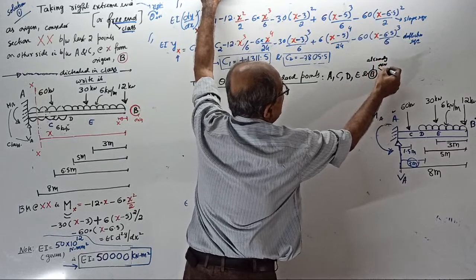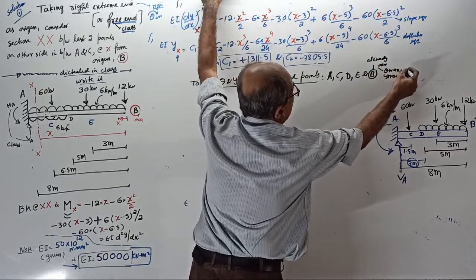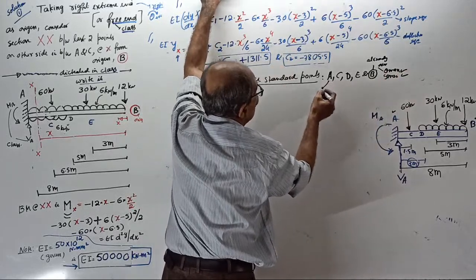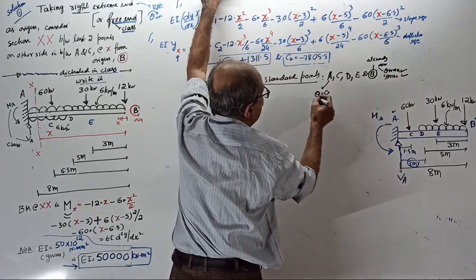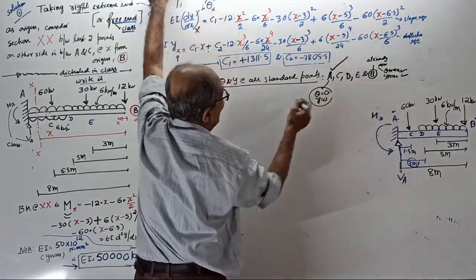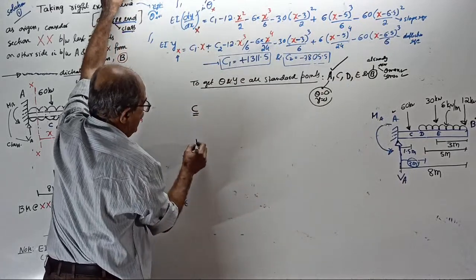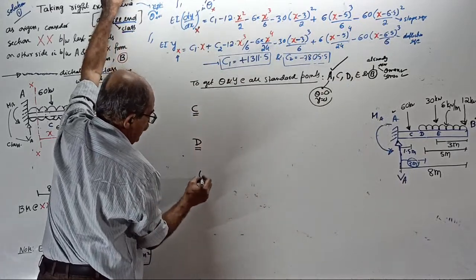That is theta max and y max. Don't do once again, already over. At A, don't waste time: theta 0, y equal to 0. So A is already over. Now you need C, then you require D, then you require E.